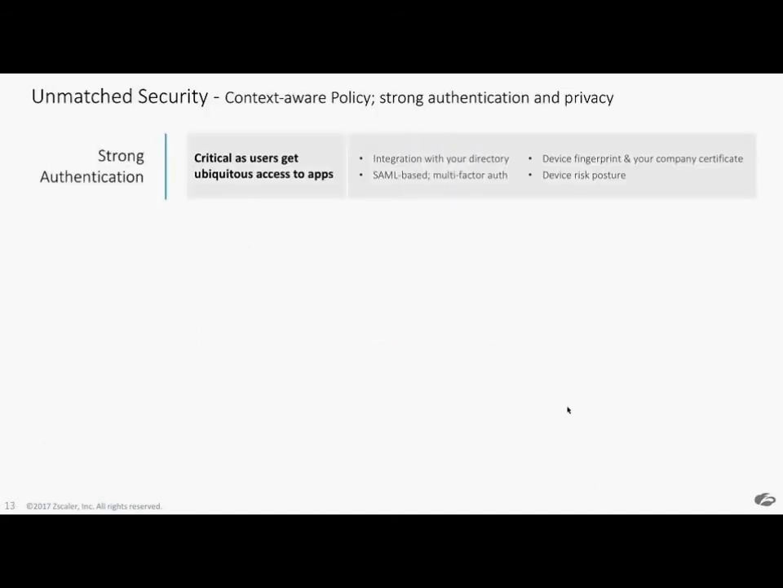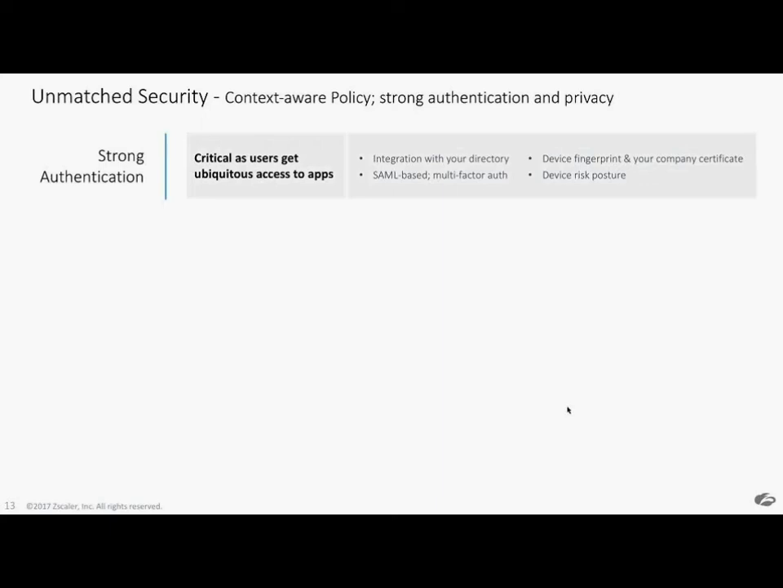So what is Zscaler providing here? Strong authentication. No matter who the user is, they need to authenticate into the service to be able to get access. That's SAML-based authentication. That can include multi-factor authentication on the SAML server. So username, password, SMS message, or Google Authenticator code. Well, that's a function of the identity provider.